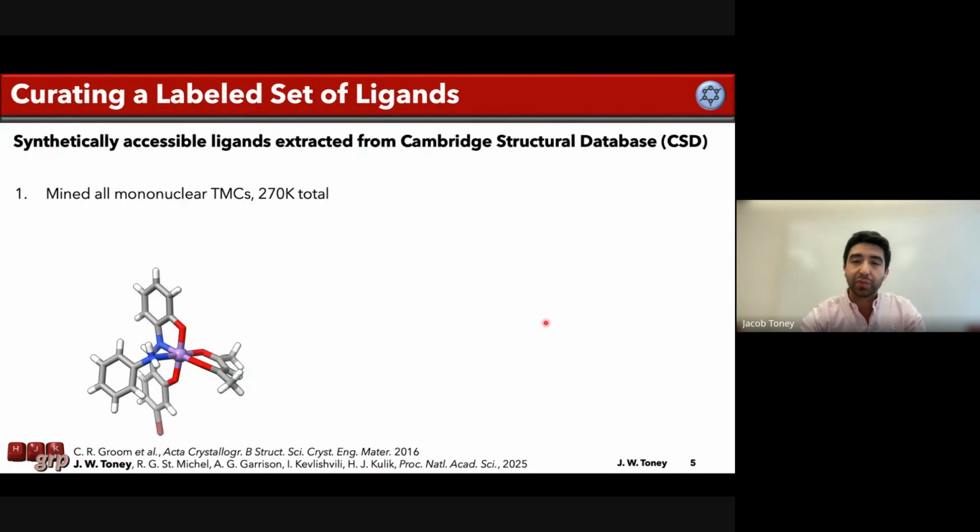So the first thing we did is we turned to the Cambridge Structural Database, which for those of you who aren't familiar is an open source online repository of crystal structures. Everything in there has been synthesized and crystallized, and the 3D coordinates of all the atoms deposited. We mined this data set for every single instance of a mononuclear transition metal complex, which means there's exactly one and only one transition metal. And we got about 270,000 total results.